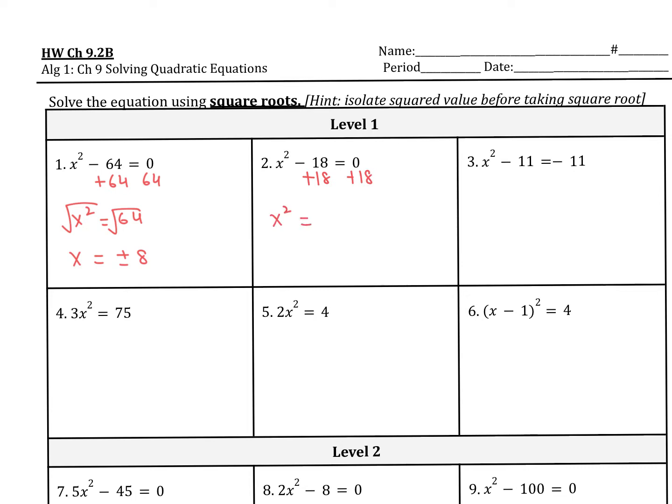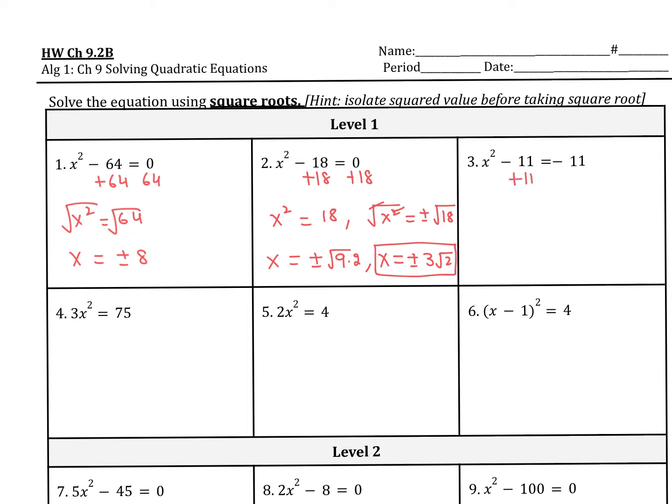x squared equals 18. And the square root of x squared is plus or minus square root of 18. Break the 18 as 9 times 2. That will give you x equals plus or minus 3 square root 2.